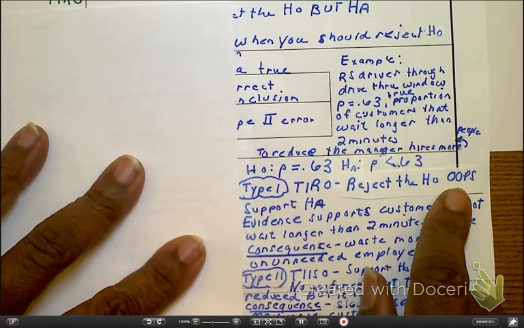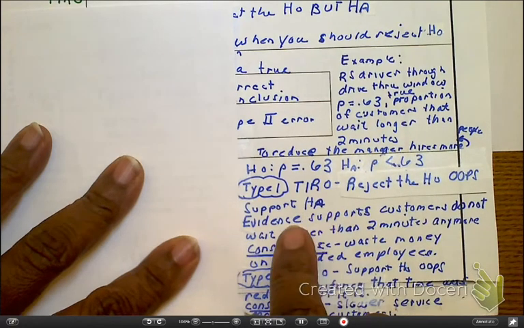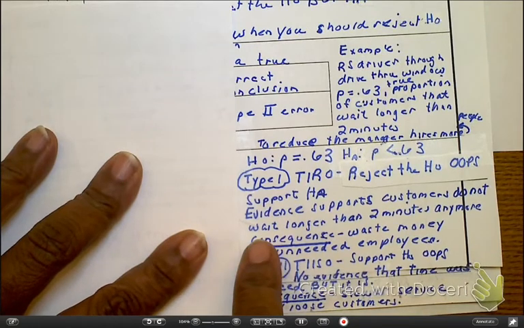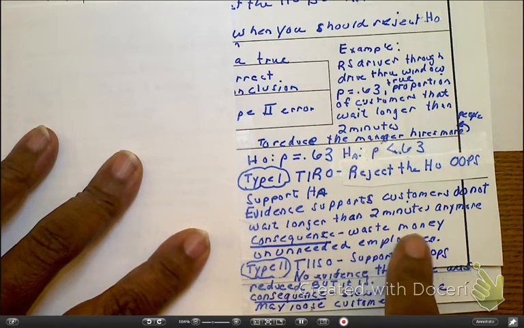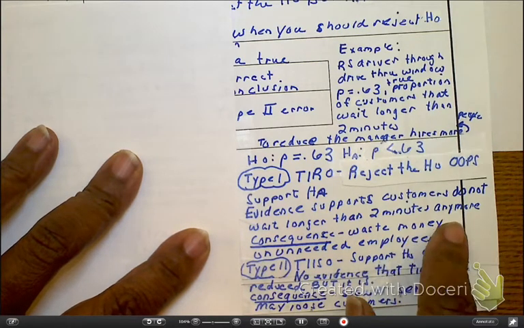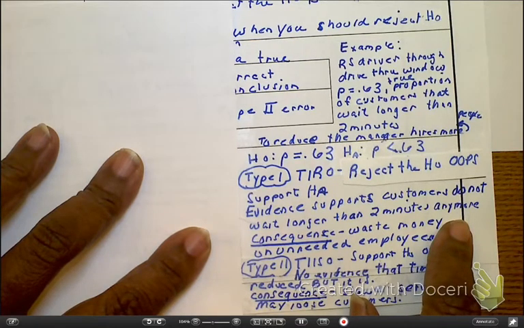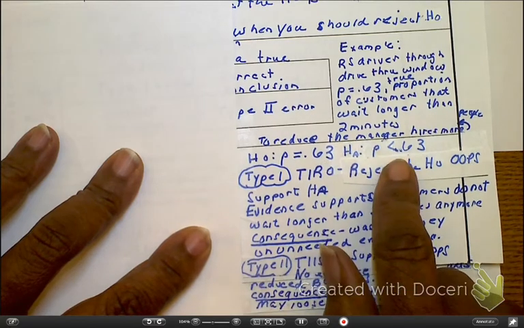Okay? We rejected the H0 and we supported the HA. Wrong, wrong, wrong. Okay? So with this one, there's evidence to support that customers' wait time is no longer than 2 minutes, when the reality is, it is. Because remember, we rejected the H0, we support the HA.